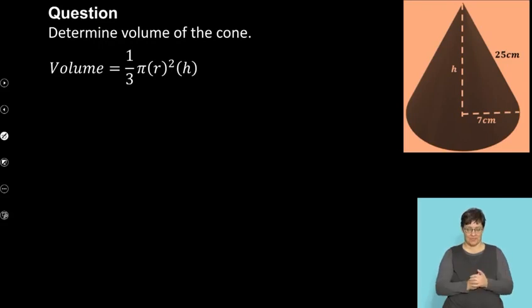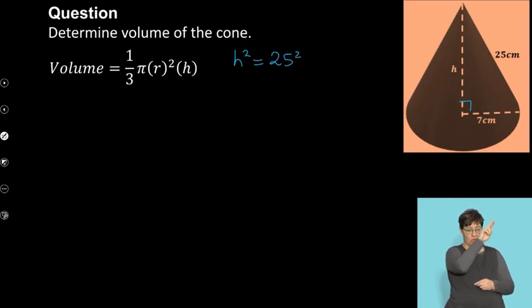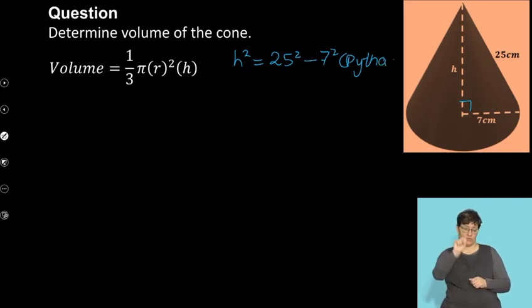Great, so if I look at my cone, I've got the right angle triangle present, and I'm going to use Pythagoras to find my perpendicular height. So the perpendicular height squared will be equal to the hypotenuse squared minus the radius squared. So we always say the hypotenuse minus one of the sides squared, and this is because of Pythagoras.